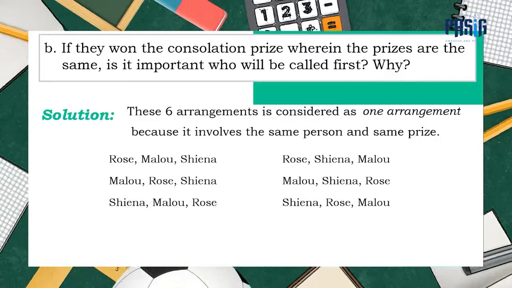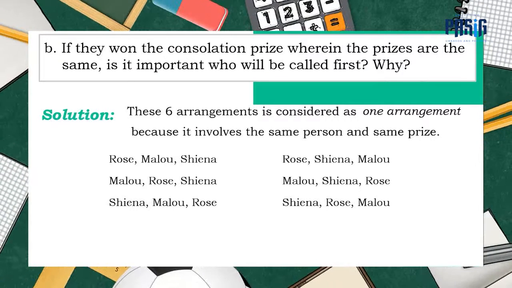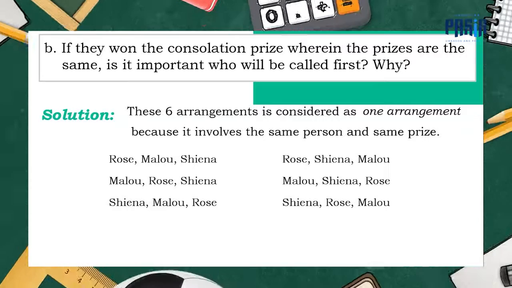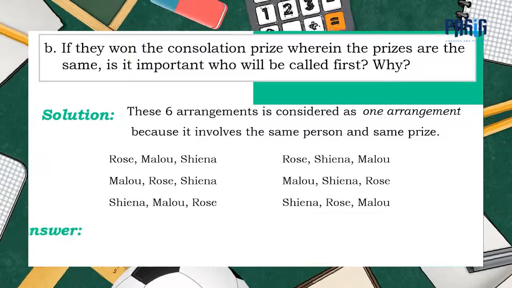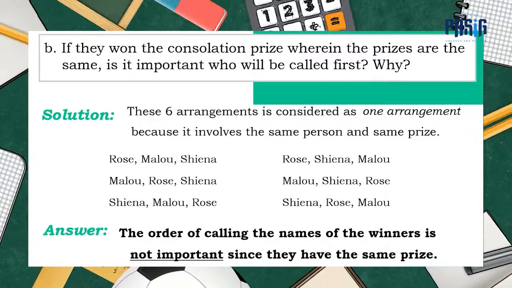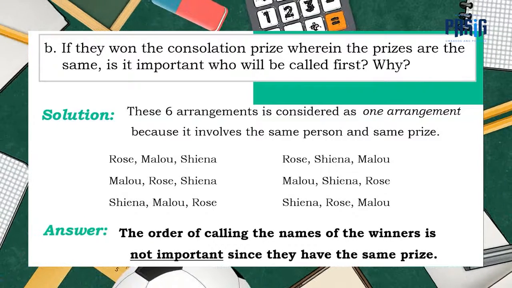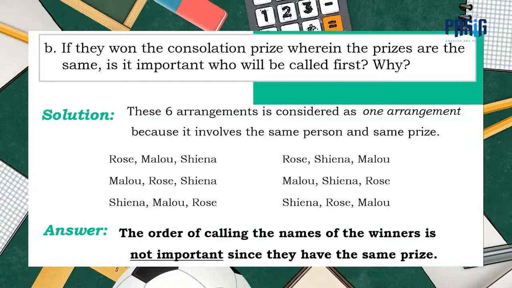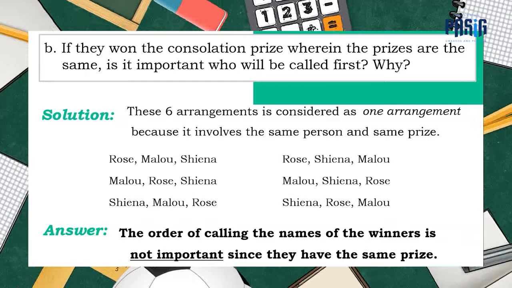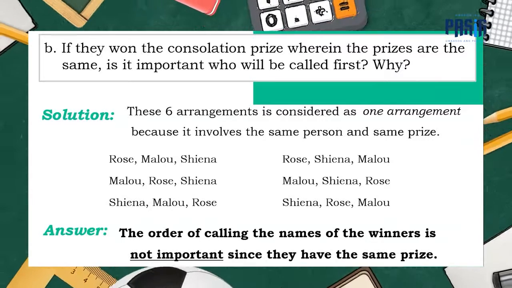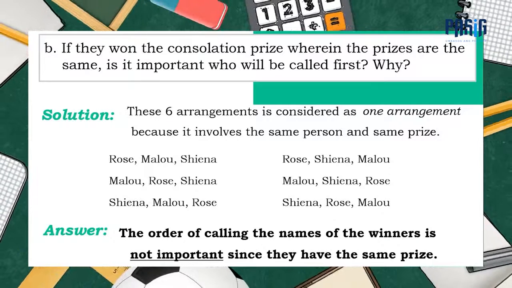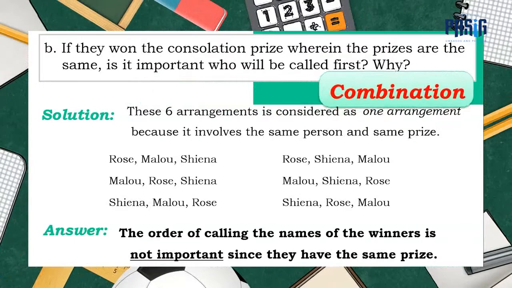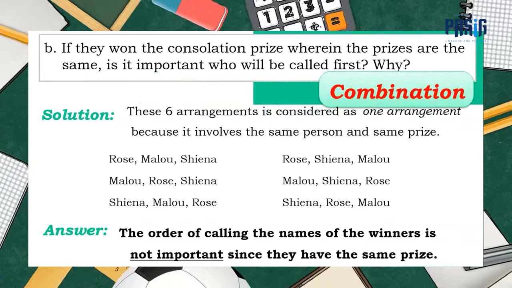Yes, the 6 arrangements are considered as one arrangement because it involves the same person and the same prize. So what will be our answer? The order of calling the names of the winners is not important since they all have the same prize. So this situation, in which the arrangement is not important, is an example of combination.